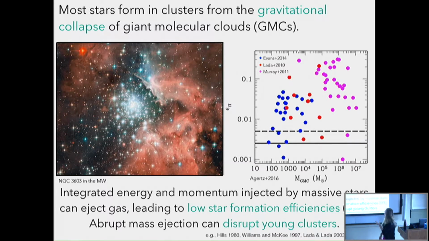Furthermore, if you look at GMCs that are forming stars, you find that the star formation efficiency per freefall time is quite low, and this is probably attributed to stellar feedback. Also, if you eject a lot of gas from these GMCs as the star cluster is forming, you can leave the cluster unbound and cause it to dissolve in a short amount of time. So understanding how the different components of feedback couple to the ISM is very important in understanding how long these star clusters can survive and how the gas can be pushed out.